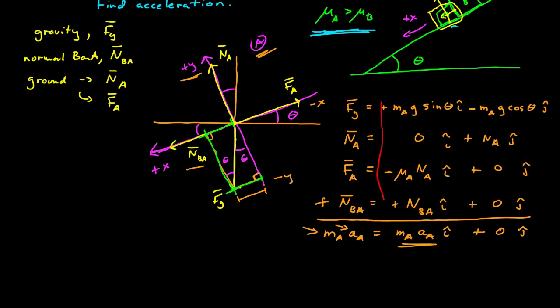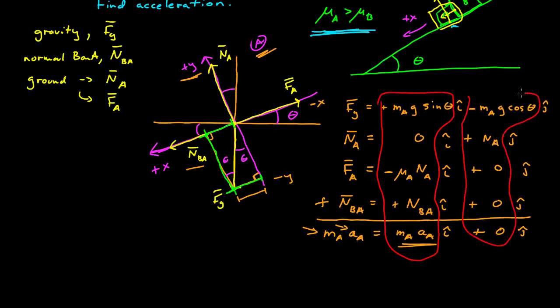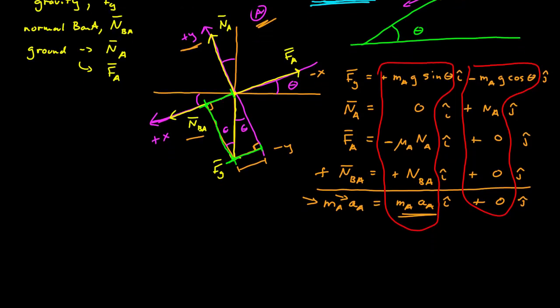Here we have a sum over the x components, and then a sum over the y components. And so the y component is pretty easy to see first. We have that the normal force of the ground on A is equal to the mass of A times g cos theta.